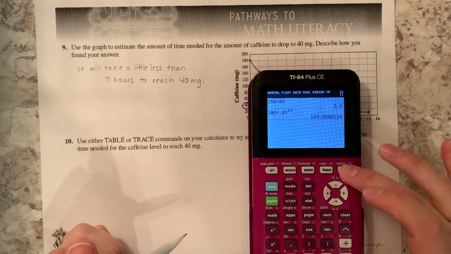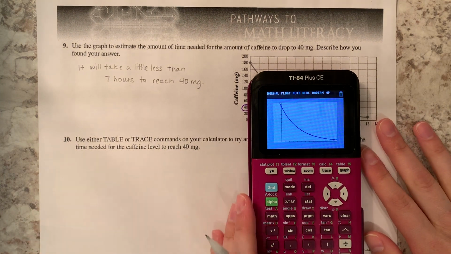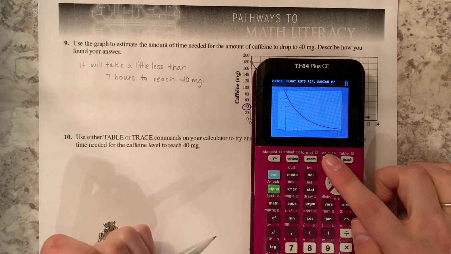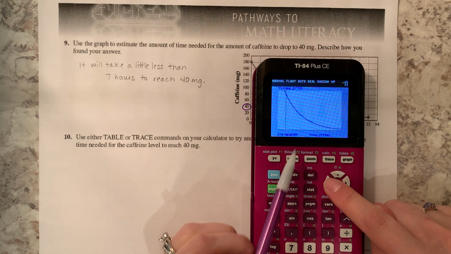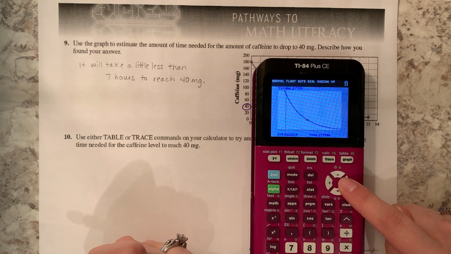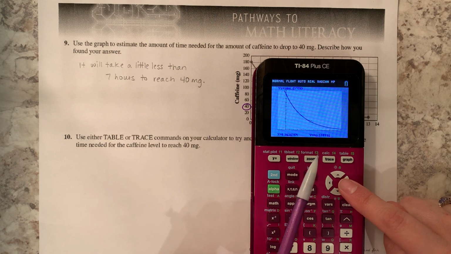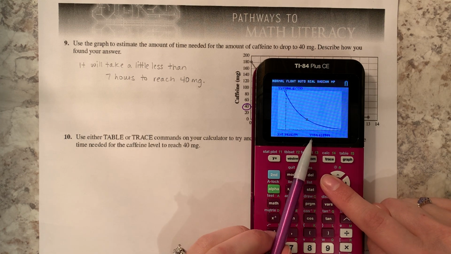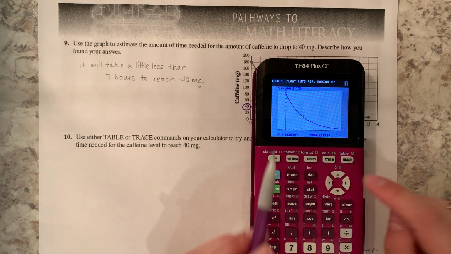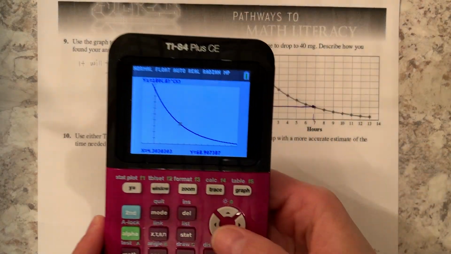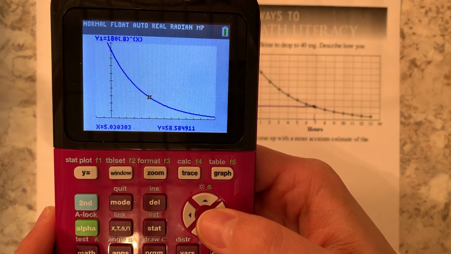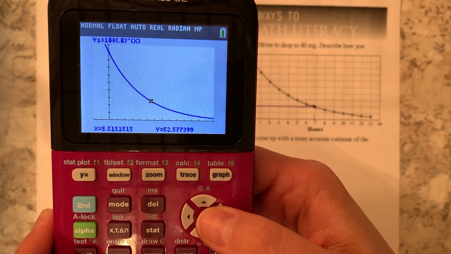So if I go to my table or my graph, you don't want to eyeball it. There's this button called the trace button. So I'm going to press that, and you can move the trace cursor using your left and right arrow keys. And so as we go along, my Y value, which is my caffeine milligram amount, starts to decrease, okay? I want to know when it is going to be close to 40.